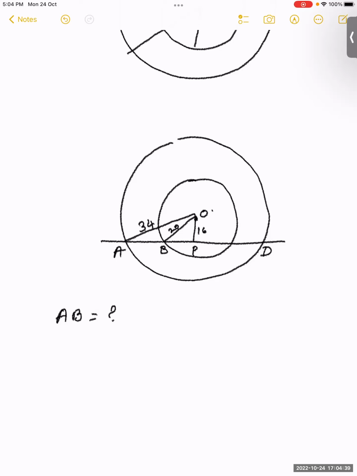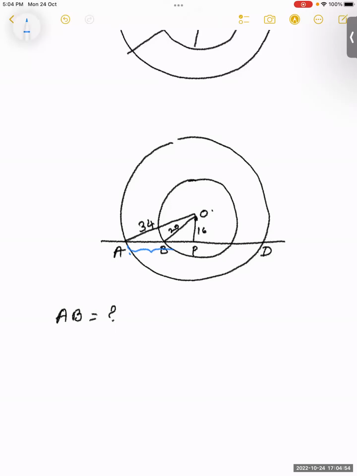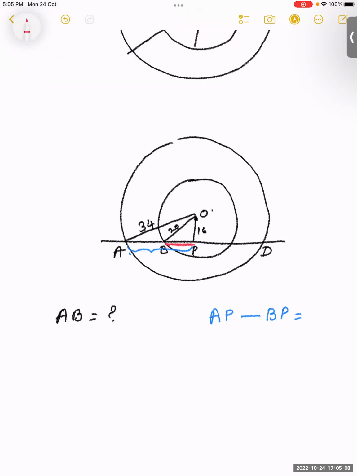Yes, ma'am. So here, what you need to do is calculate the radius of the outer circle. See, look at this. Can I do it like this: this distance, that is AP, minus BP? What is BP? BP is this distance. What is AP minus BP? Can any of you tell me what is AP minus BP?